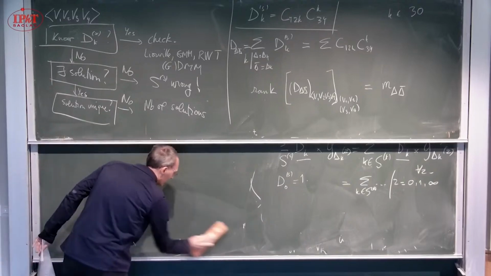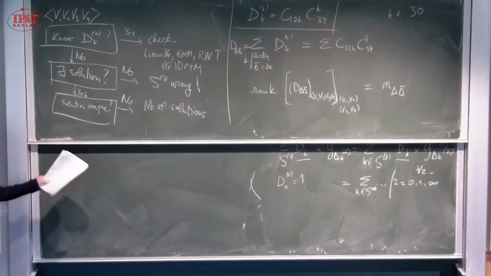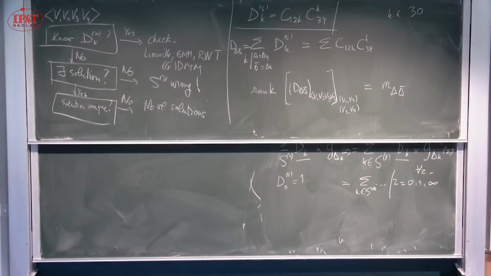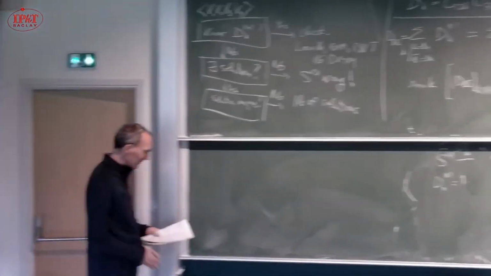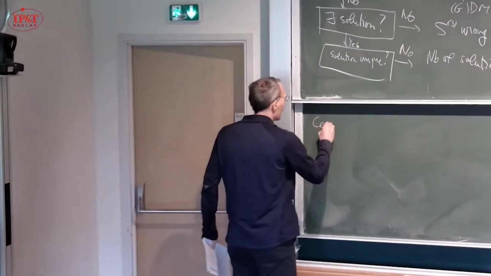Okay, so that's all I can sketch about the numerical bootstrap without getting into technical details. So, are there any other questions on this numerical bootstrap? If not, I propose to talk about correlation functions in loop models.